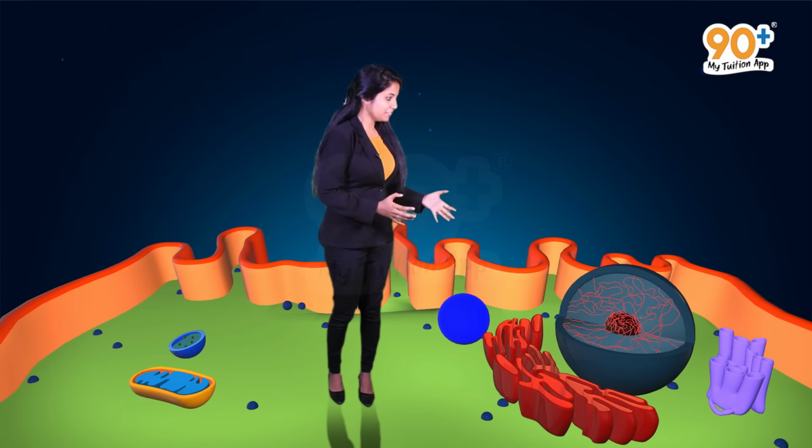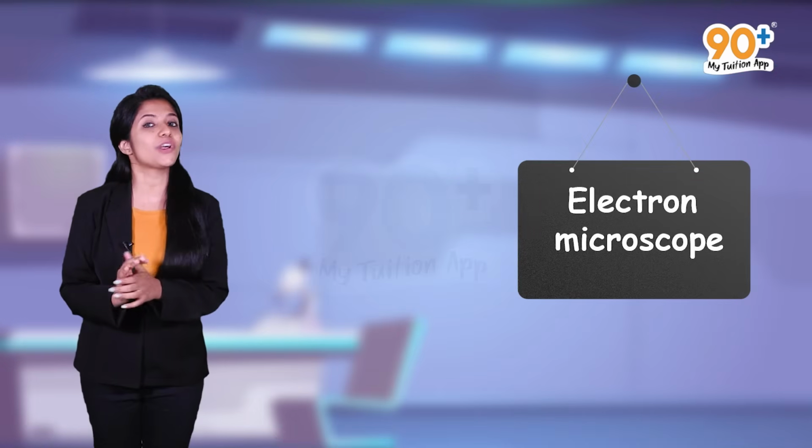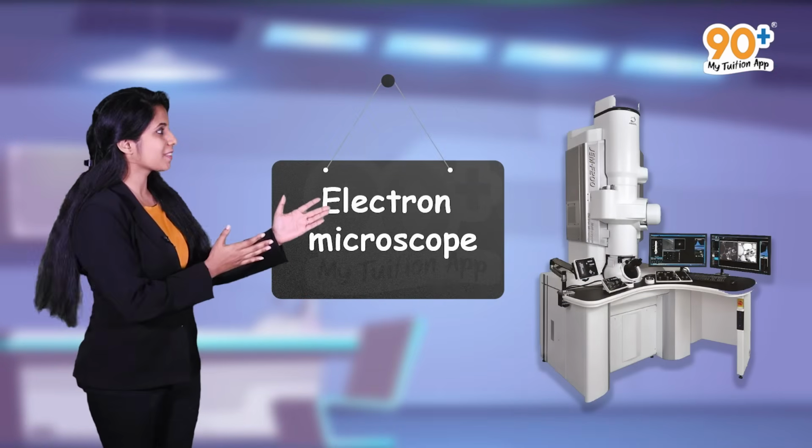You know what? I need to tell you something else too. But for that, we should move out of the cell. So, come on. And hey, do you know that for viewing the structure of the plasma membrane, we will be needing an electron microscope? Yes. And before going any further, let's see the picture of the electron microscope.